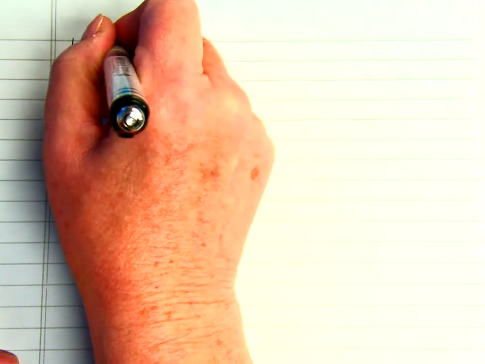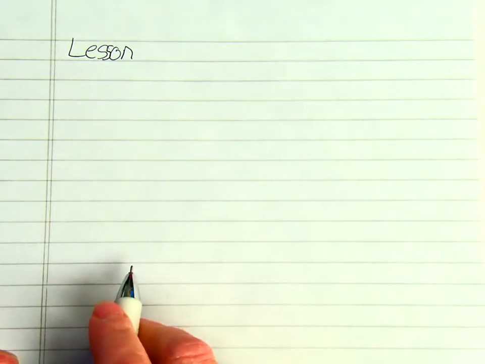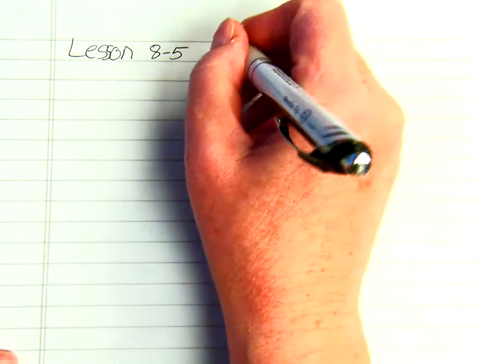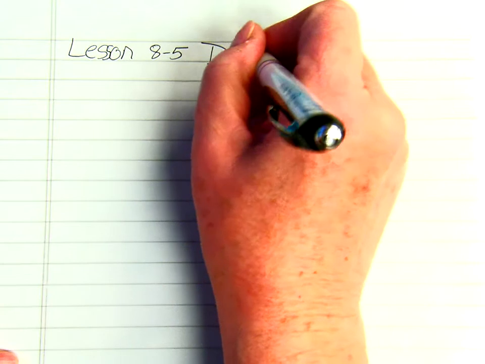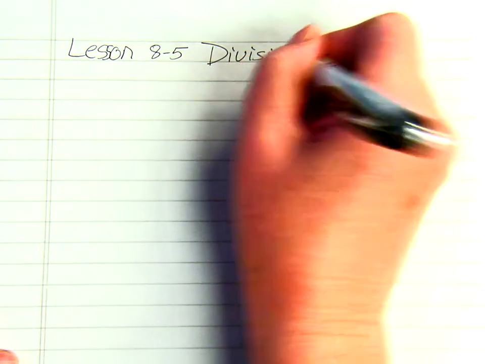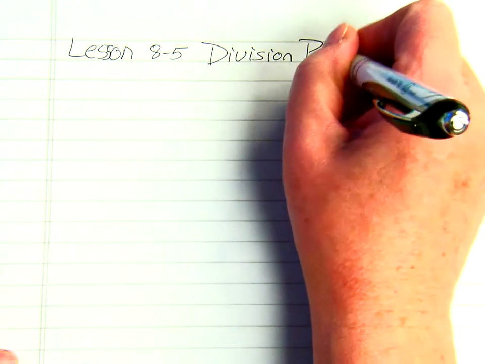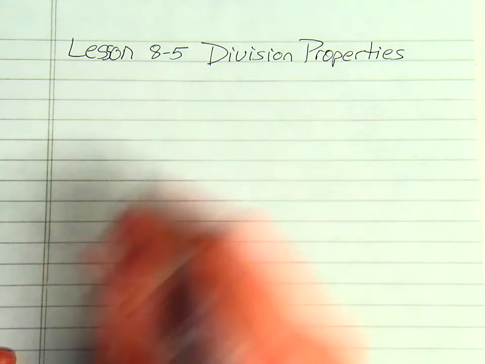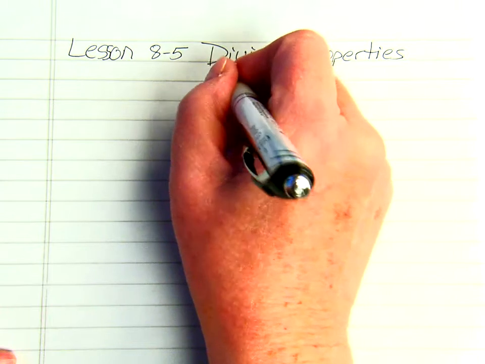Okay, so here we are again. We are now on lesson 8-5, division properties of exponents. You would think that I would have this down by now, but I of course don't. Division properties of exponents.